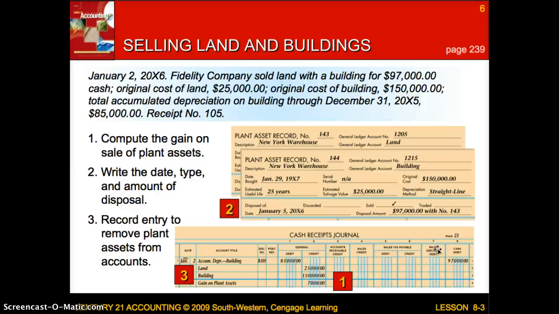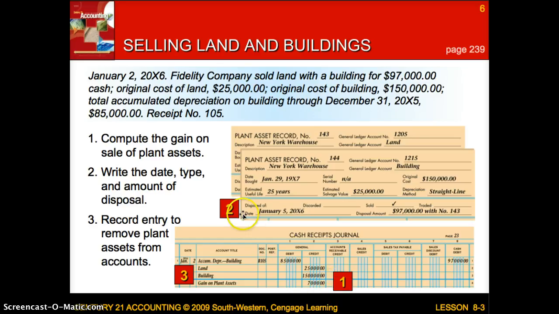Okay, so the first thing we need to do is compute the gain on sale of plant assets. So we are going to take our accumulated depreciation of our building, which would be $85,000. Okay, and put that in our debit. Then we're going to have our land and our building. Our original cost was $25 for the land, $150 for the building. Okay, and then this cash credit would be, we sold this land and the building for $97,000. Okay, so the gain on the plant asset that we have received is $7,000.